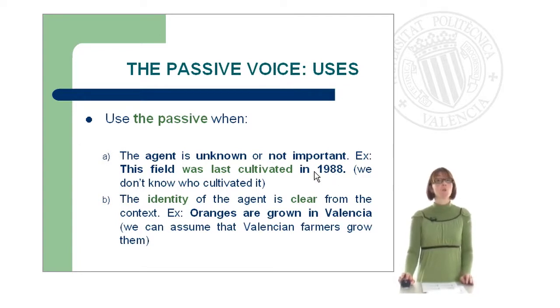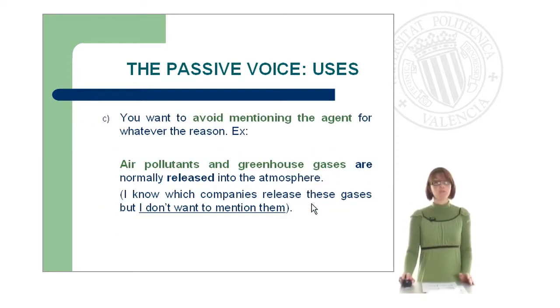The second case is when the identity of the agent is clear from the context. For example, oranges are grown in Valencia. In this situation, we can assume that Valencian farmers grow them. And finally, we also use the passive voice without agent when we want to avoid mentioning the agent for whatever reason. Let's have a look at the next example. Air pollutants and greenhouse gases are normally released into the atmosphere. In this situation, I may know which companies release these gases, but for whatever reason, I don't want to mention them.